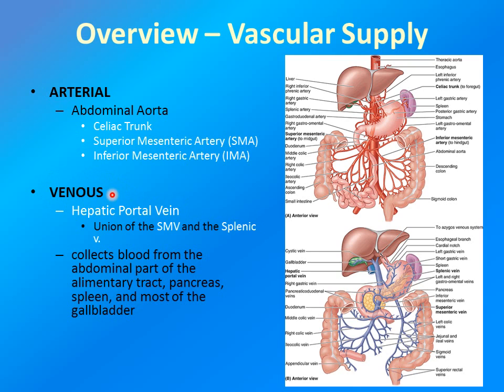The venous system also has a pattern to it. The main vein is the hepatic portal vein, and it is formed by the union of the splenic and superior mesenteric veins. It collects blood from the abdominal part of the alimentary or GI tract, as well as the pancreas, spleen, and most of the gallbladder. Blood is returned to the liver, where it is filtered before it's returned to the venous circulation.